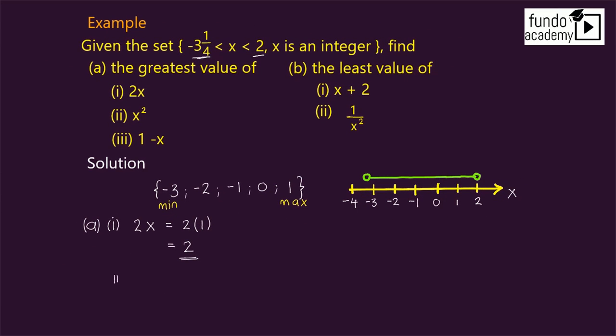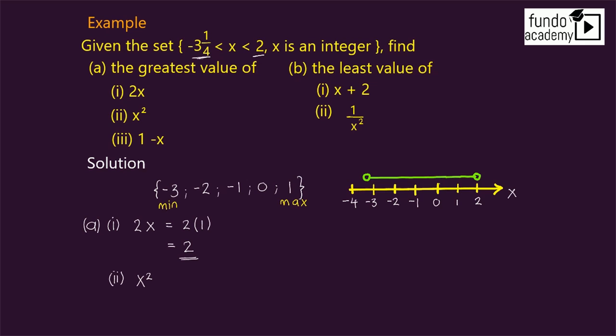Let's move on to part number 2. We want to find the greatest value of x squared. Now for the greatest value of x squared, we simply will be squaring our terms in x. But you see, you do not have to square all the terms. Looking at our values, we also have negative numbers here. You need to know that when we square negative numbers, the result comes out a positive number.